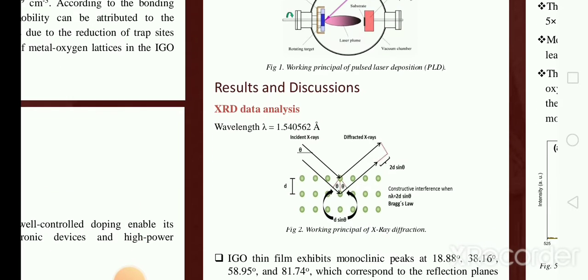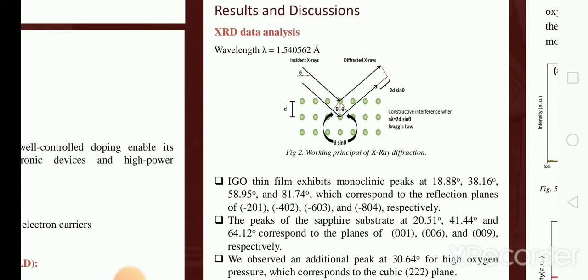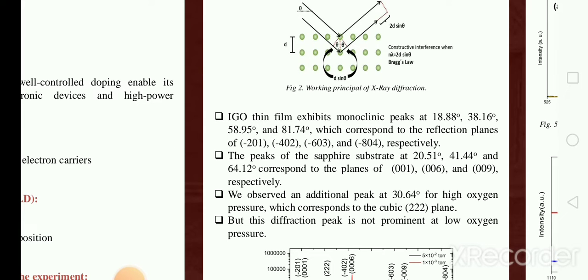Now, I'd like to discuss the results and discussions. XRD. Figure 2 describes the working principle of the XRD. From the XRD, we found that our indium gallium oxide thin films exhibit monoclinic peaks at 18.88 degree, 38.16 degree, 58.95 degree, and 81.74 degree. We also find sapphire substrate peaks at 20.51 degree, 41.44 degree, and 64.12 degree.